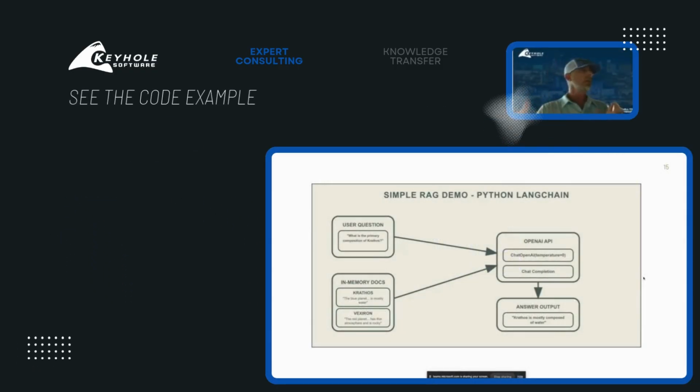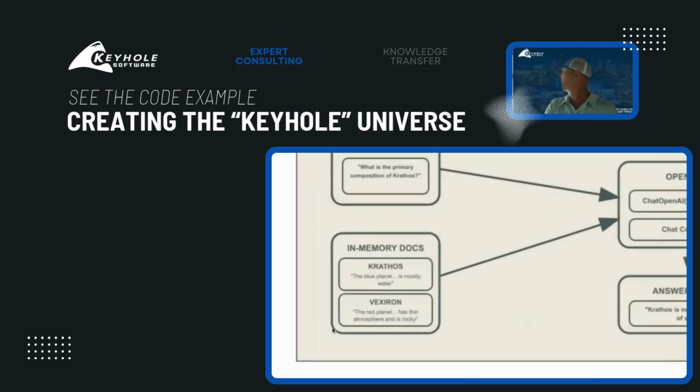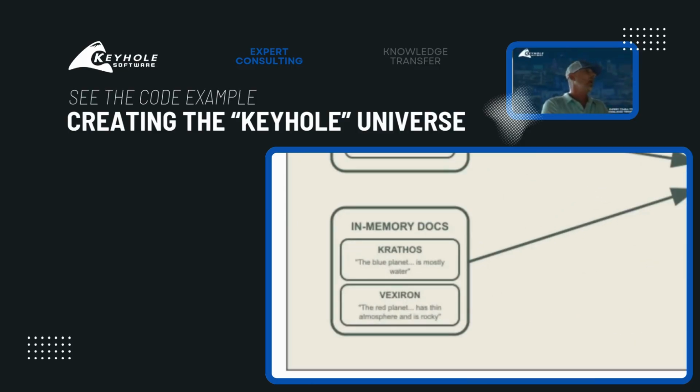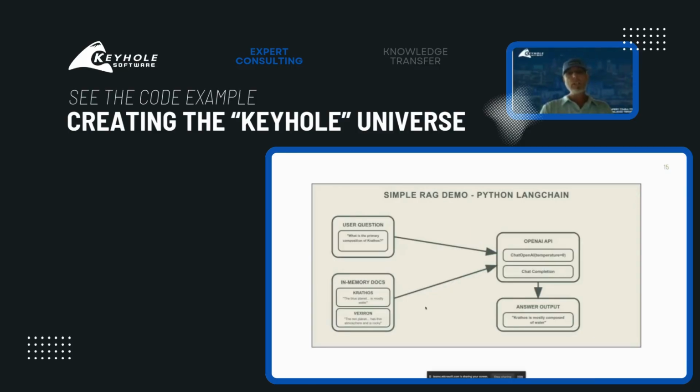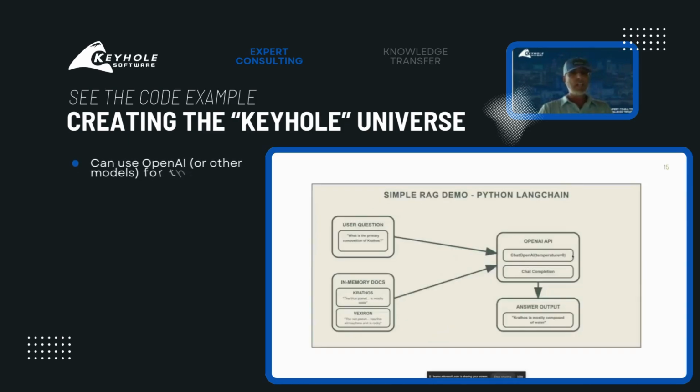But I'm going to build a little Python LangChain app. It's like 10 lines of code or 20 lines of code where I'm creating my own little world, right? I'm creating the Keyhole universe. You'll see down here that I want to query about these things, but I want to use OpenAI to do it. OpenAI knows nothing about the Keyhole universe, right? So I can ask questions about the Keyhole universe using OpenAI, using this kind of model.